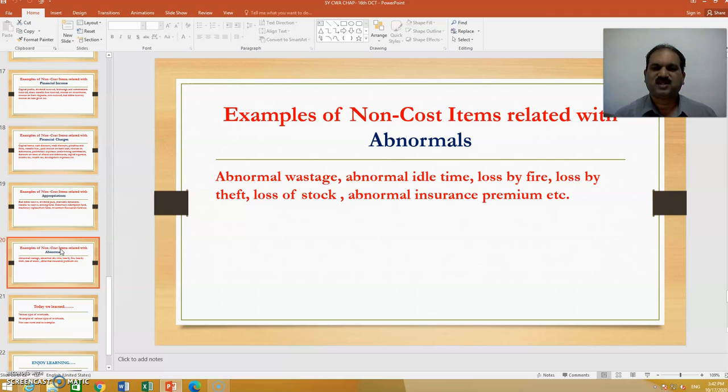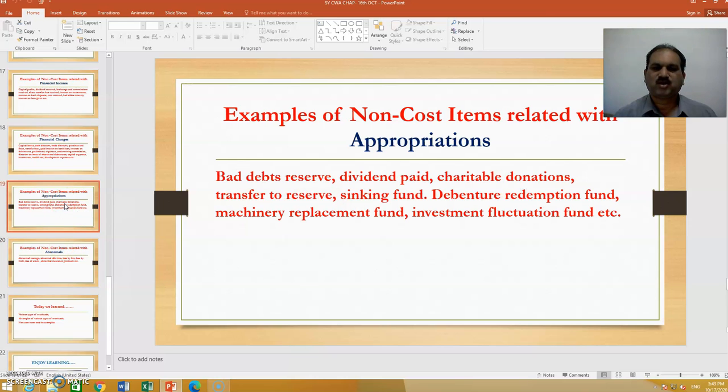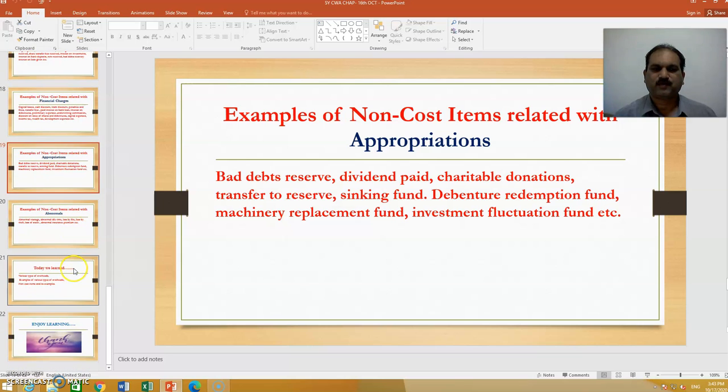There are some charges related with abnormals. They are abnormal wastage, abnormal idle time, loss by fire, loss by theft, loss of stock, and abnormal insurance premium, etc. Charges based on appropriations are bad debts reserve, dividend paid, charitable donations, transfer to reserve, sinking fund, debenture redemption fund, machinery replacement fund, investment fluctuation fund, etc.